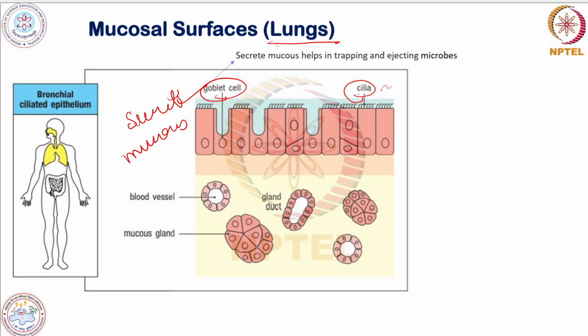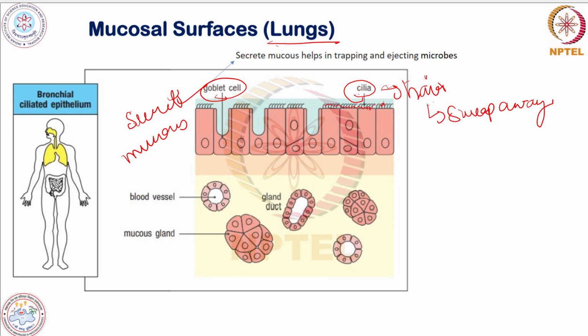And the cilia, we have seen that the cilia are hair-like structures which constantly move in a way that pushes the mucus and the trapped microbes out of the airways. It will sweep away any pathogen entering our body. So this is the function of the cilia. It is constantly moving. These are the small hair-like projections which will move away the pathogens.